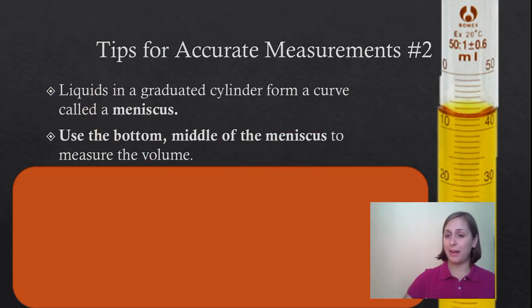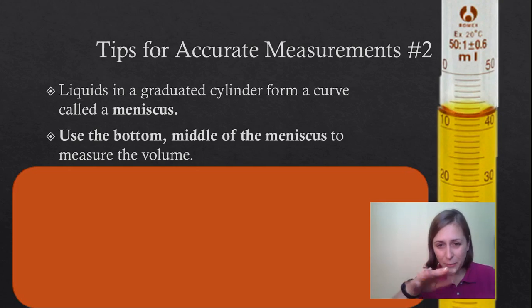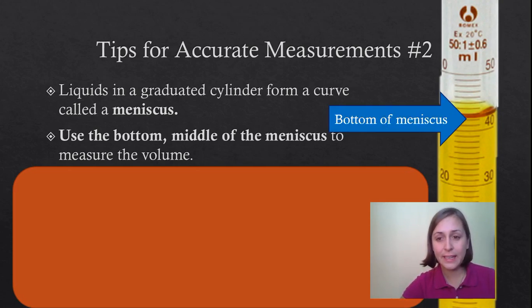Alright, we're going to practice that again, and this time with a little bit of extra information about graduated cylinders. Often, liquids in a graduated cylinder form a curve called a meniscus. Take a look here. This yellow liquid has kind of a brownish surface. It's easy to see. That is the bottom of the meniscus. So you're going to use that bottom middle spot, the lowest point, to measure the volume.